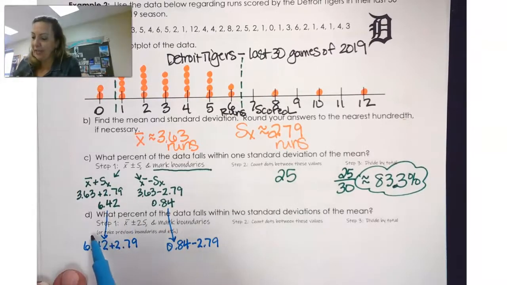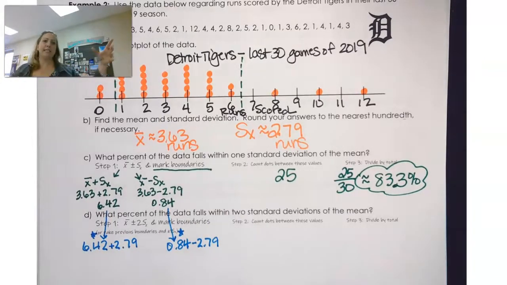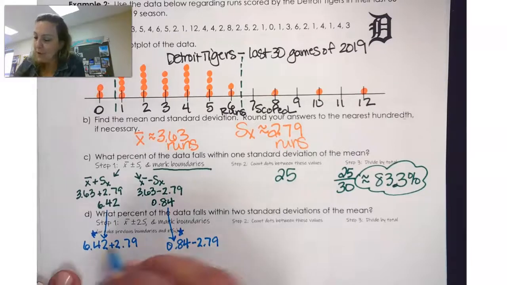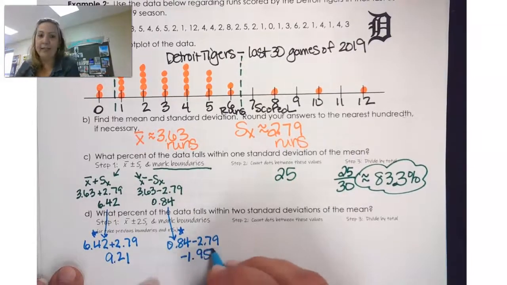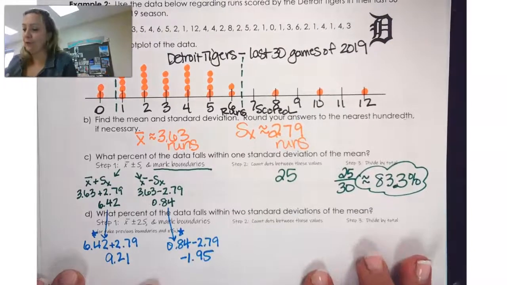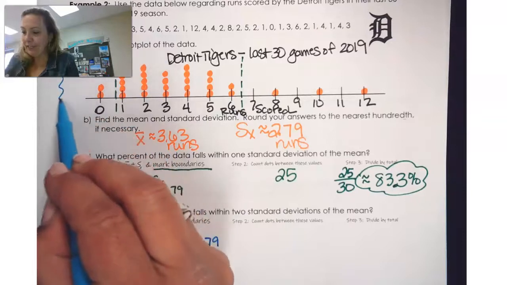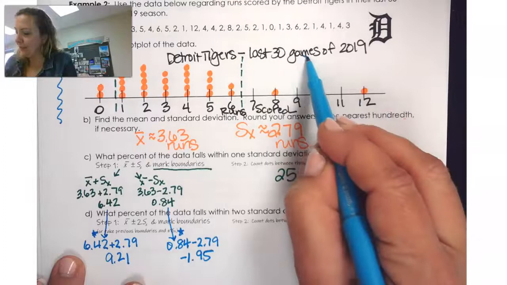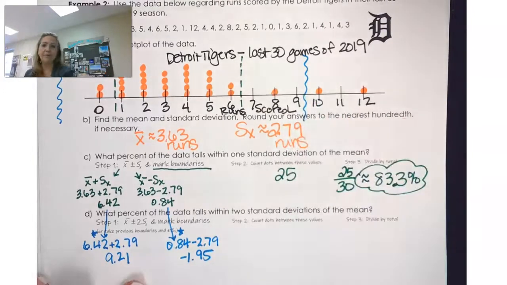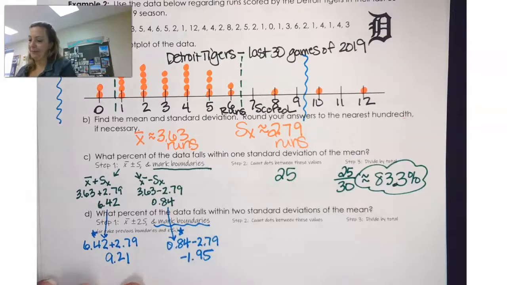So that's what I did here. I decided to take the previous boundaries and just put another standard deviation on top of that. Well, that gives me about 9.21 and negative 1.95. And I'm going to mark those as well. So negative 1.95 will be over here, and 9.21 is going to be about right here. Okay, so I do those and I'm going to mark those boundaries.